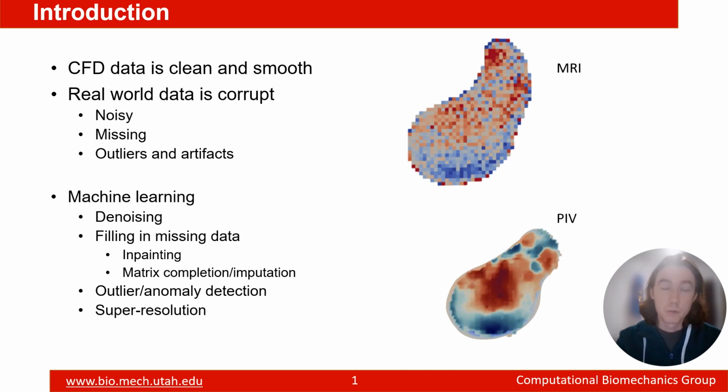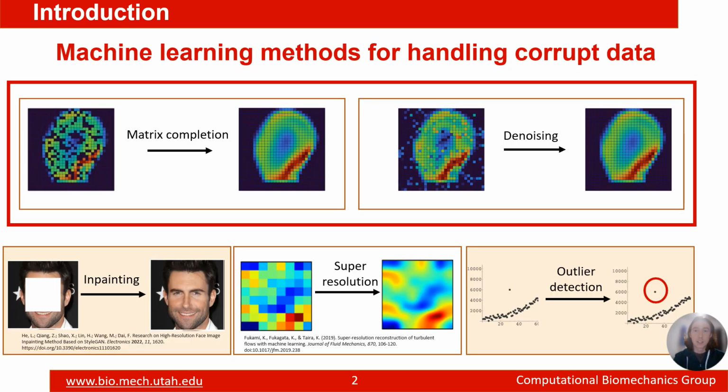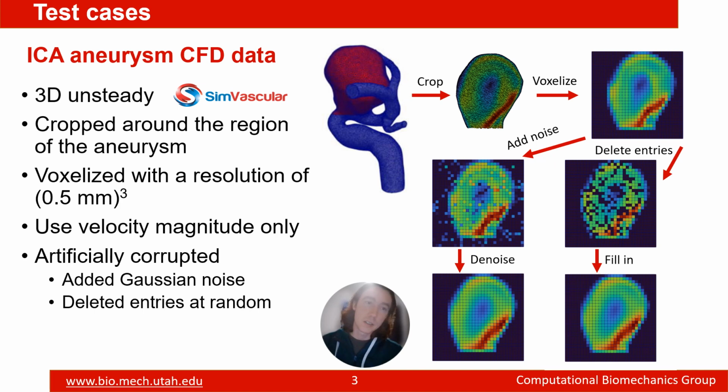Luckily, there's a myriad of machine learning techniques, mostly in the image processing community, that were especially developed for handling corrupt data. Today, I will be focusing on the top two methods, matrix completion, which is the task of filling in missing entries in our data, and denoising, which is the task of separating the signal from the noise. There are a few other methods, like inpainting, where a big chunk of our data is missing and we want to fill that gap in, usually by generative models, super resolution, going from low resolution to high resolution, and outlier detection.